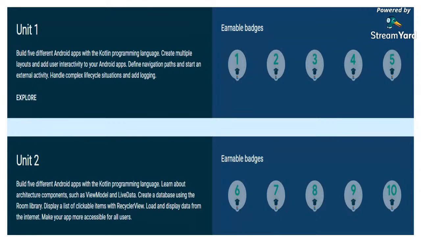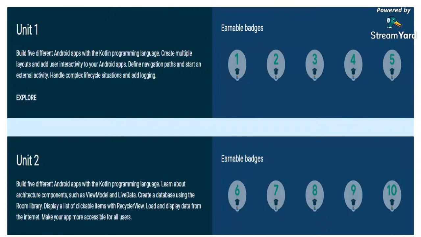In Unit 1 of Android Kotlin fundamentals, you are going to build 5 apps. Guys, 5 apps. You will get to know how we create multiple layouts and add UI to your app. You will also discover navigation paths and get hands-on experience on handling complex lifecycle situations. For every app you make, you are going to earn badges, guys.